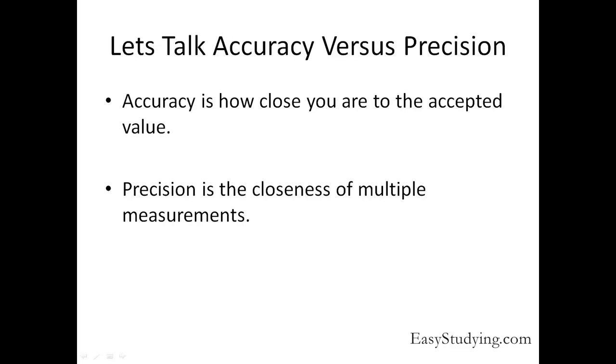When you're precise, that means multiple answers are within the same boundaries. So they're not the actual answer, but they are close enough to each other that they are precise. So in a sense, you're getting the same answer every time, but it may not necessarily be the correct answer.